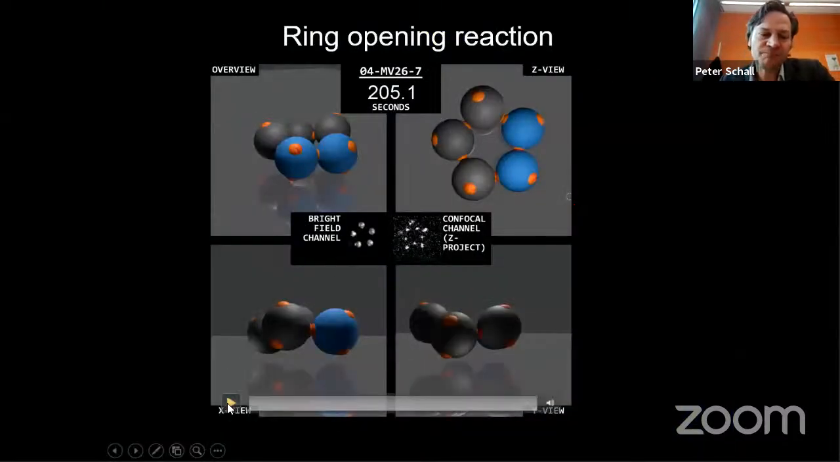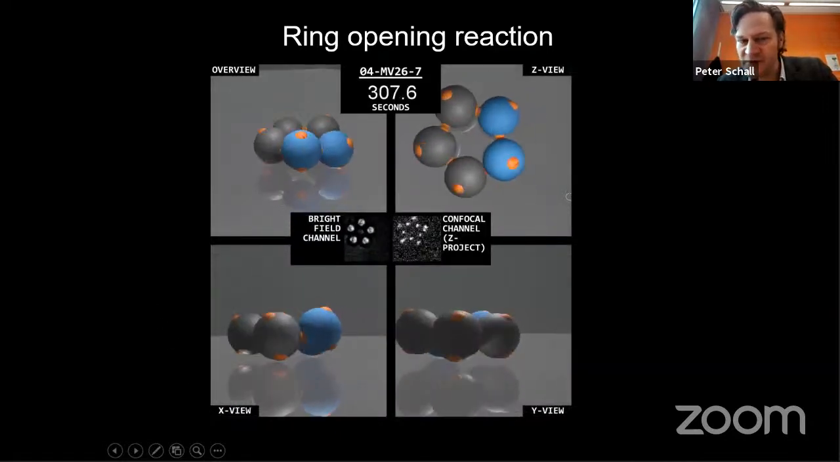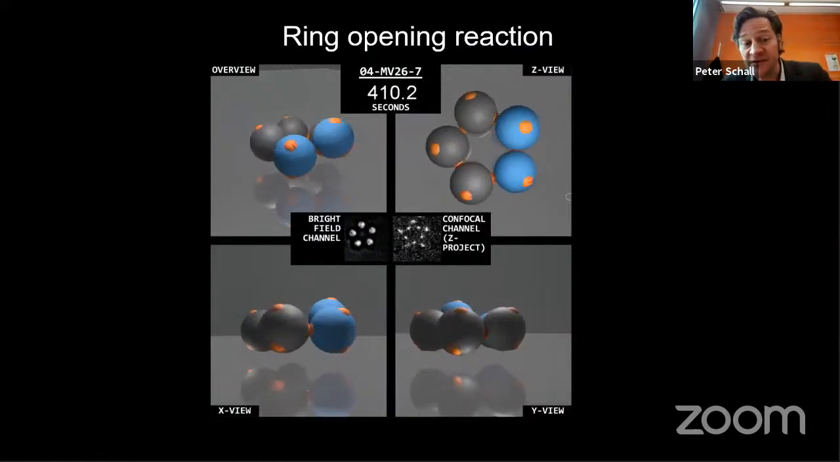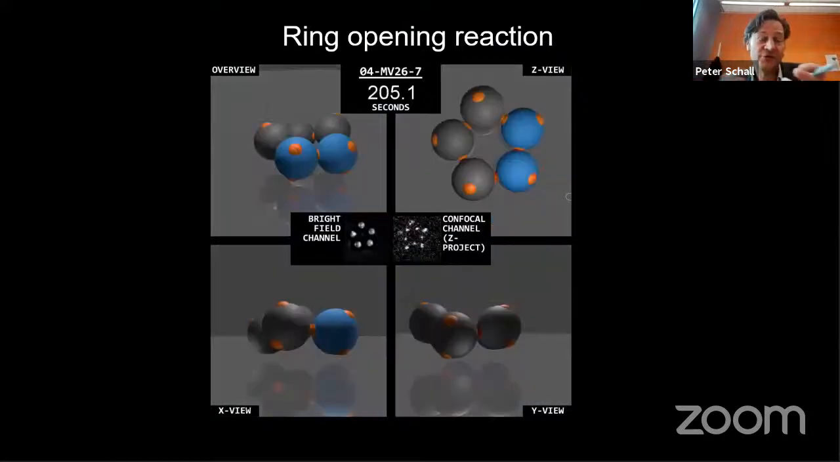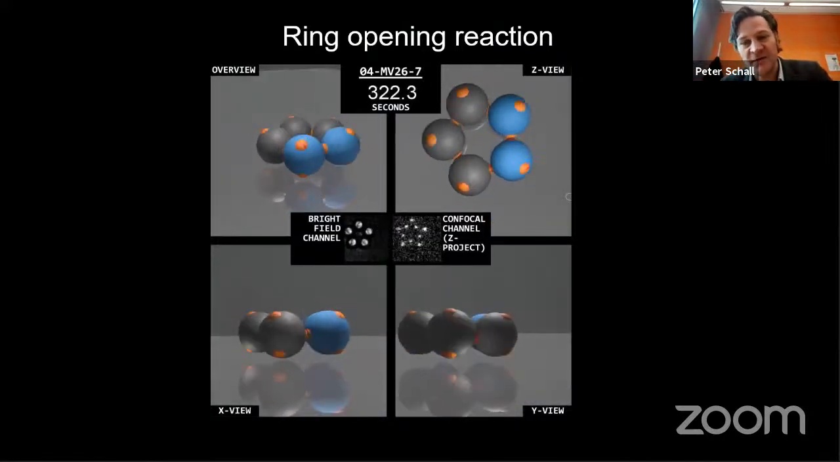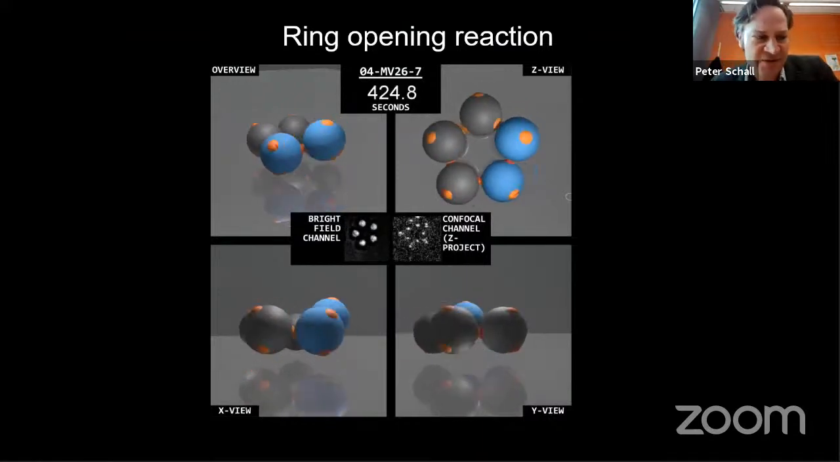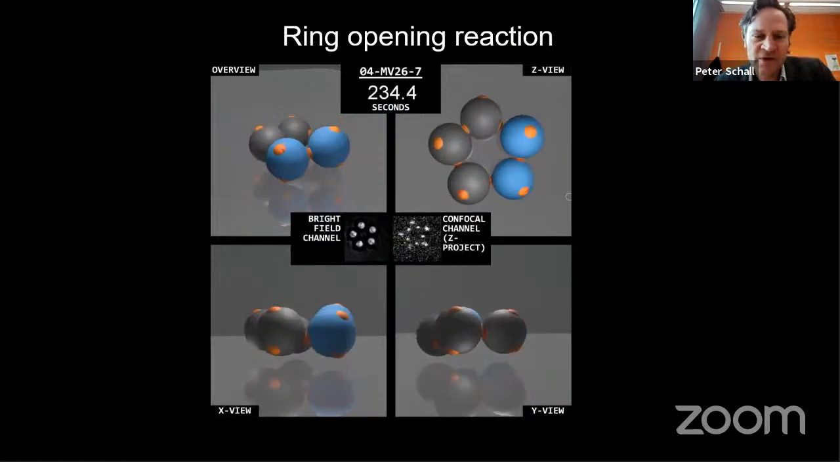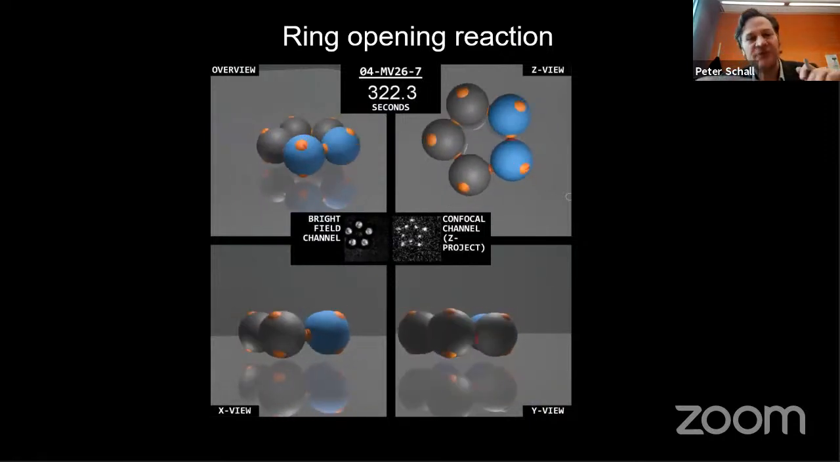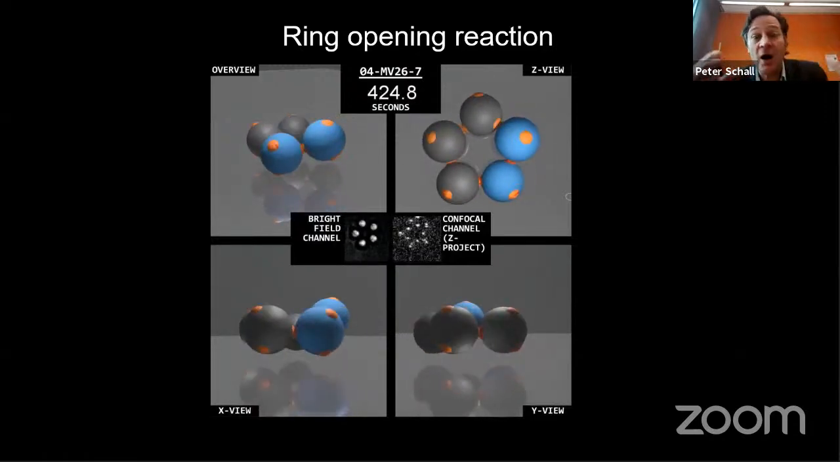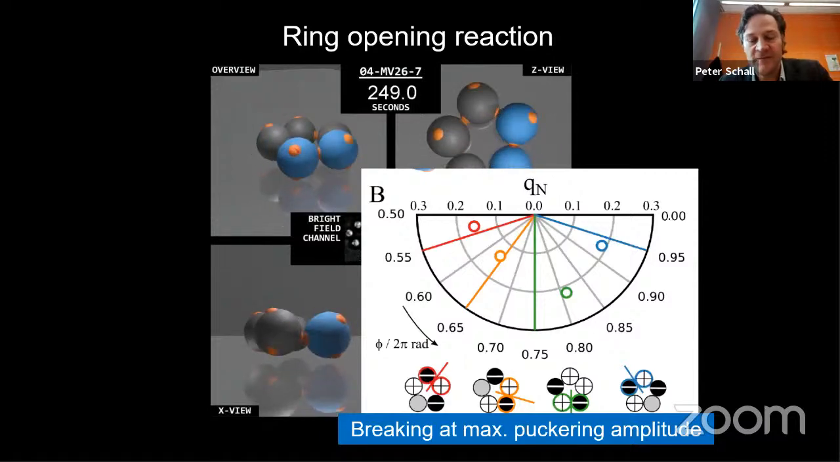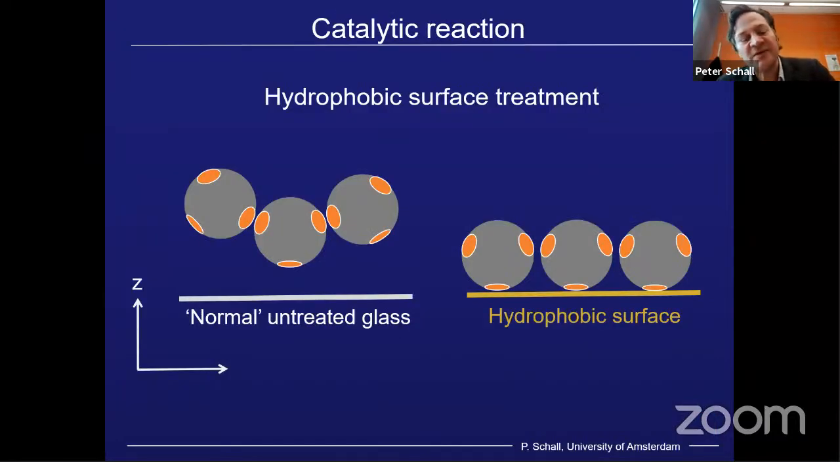And also, when looking at these rings, we saw that sometimes they were opening spontaneously. So we saw essentially a chemical reaction, so to say, an opening reaction of this ring. And we thought immediately of catalysis, and we thought maybe we could investigate the action of an attractive substrate on this opening reaction. So how does it go when it has an attractive substrate? In order to do that, instead of taking a normal glass, which you see on the left-hand side, we made the glass also hydrophobic, similar to the patches, so that the patches would also attach to that glass.